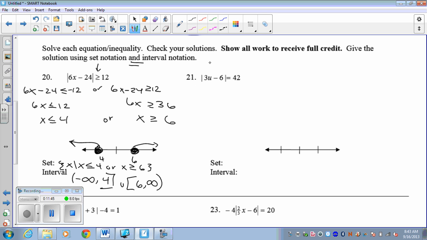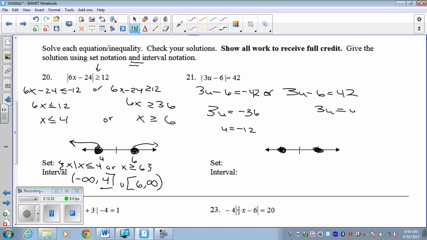Over here, it's already isolated. I'm just equaling a number, so I know my final answer is just going to be 2 points, no arrows. Let's go to work. Either 3u minus 6 equals 42, or 3u minus 6 equals negative 42. Add 6 to both sides. You end up with negative 36. Divide by 3, u equals negative 12. Over here, add 6, you get 48. Divide by 3, u equals 16.